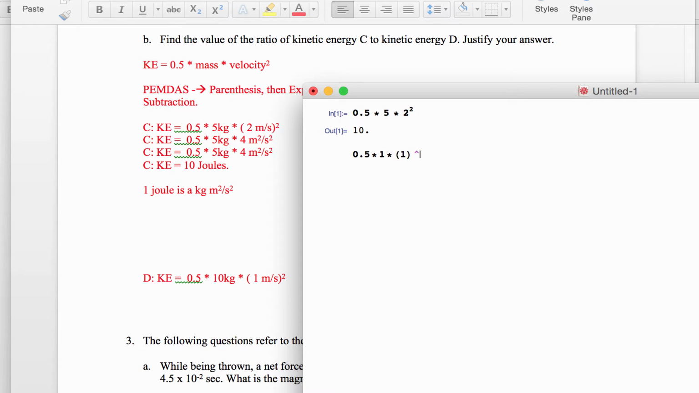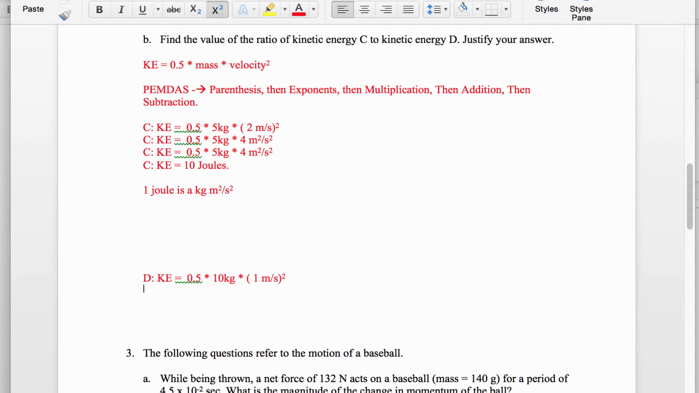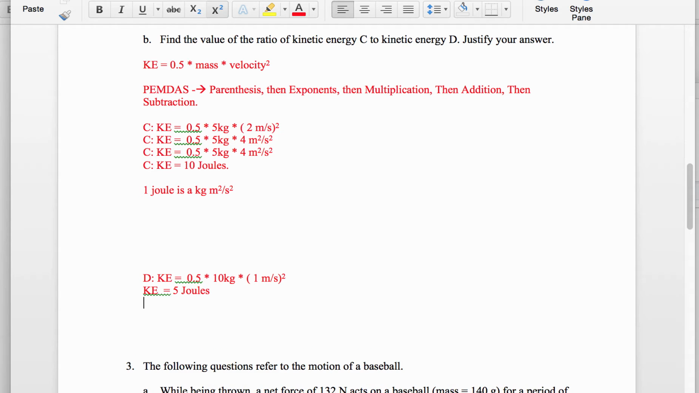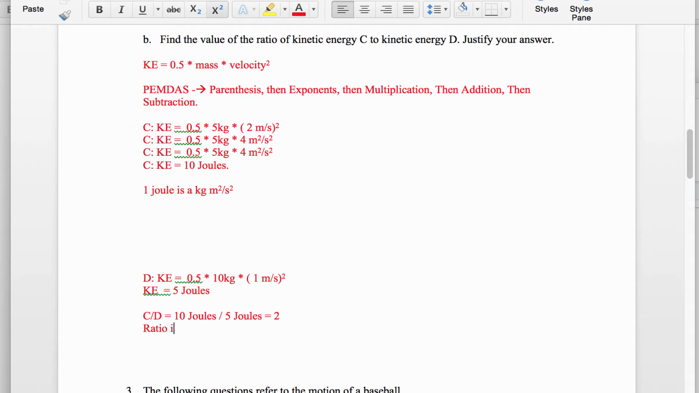But it's also in the same units. 1 half times 10 times 1 squared, that's 5. Kinetic energy equals 5 joules. So what's our ratio? It asks for the ratio of C over D. C was 10 joules, and D was 5 joules. That equals 2. So our ratio is 2 to 1.